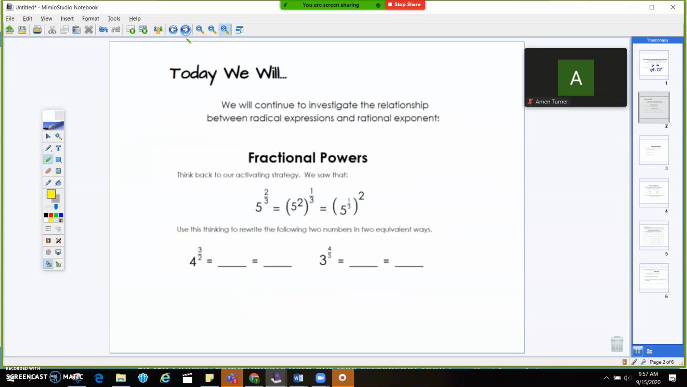Okay? So today we're going to talk about the relationship between radical expressions and rational exponents. So it's kind of the same concept of what we did for the past 2 days, but we're just continuing on. So think back to what we just did. We said 5 to the 2/3 power, and then we wrote it 2 different ways.